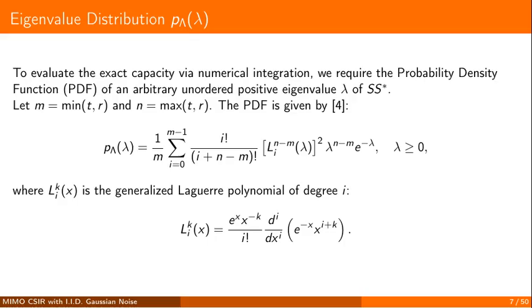To evaluate the capacity by direct integration, we need one key ingredient: the probability distribution of a typical eigenvalue of the random channel matrix product. This distribution, also given by CSITR, is a weighted sum over generalized Laguerre polynomials, a classical family of orthogonal polynomials that arise naturally in random matrix theory. The precise form is shown on the slide, and the Laguerre polynomials themselves are defined through the Rodrigues formula in the lower box. Once this density is in hand, the capacity becomes a one-dimensional integral we can attempt to compute numerically.